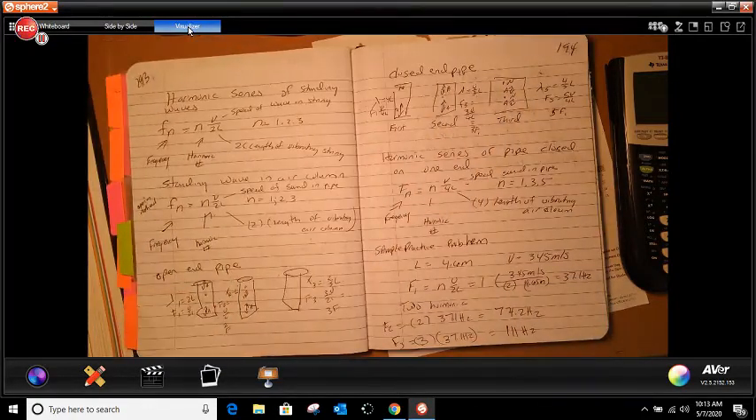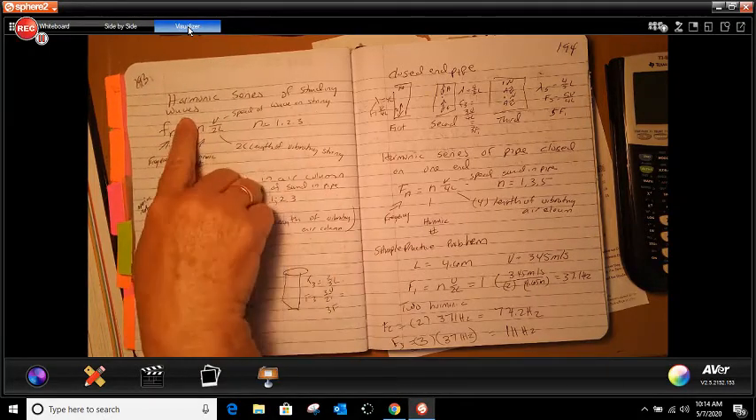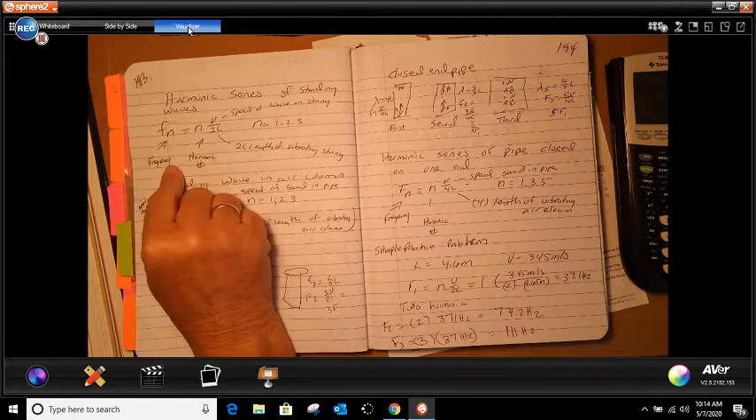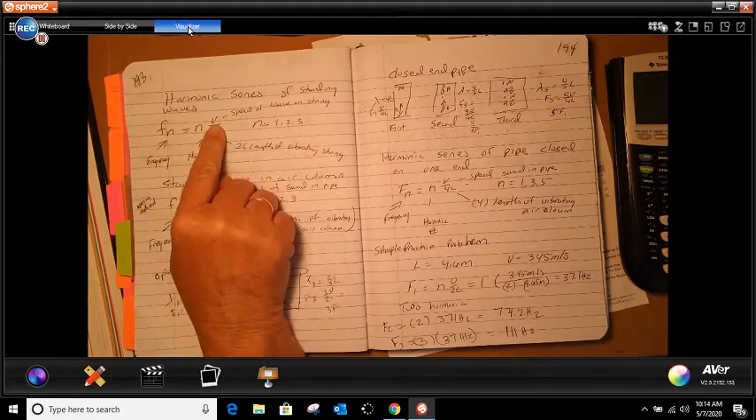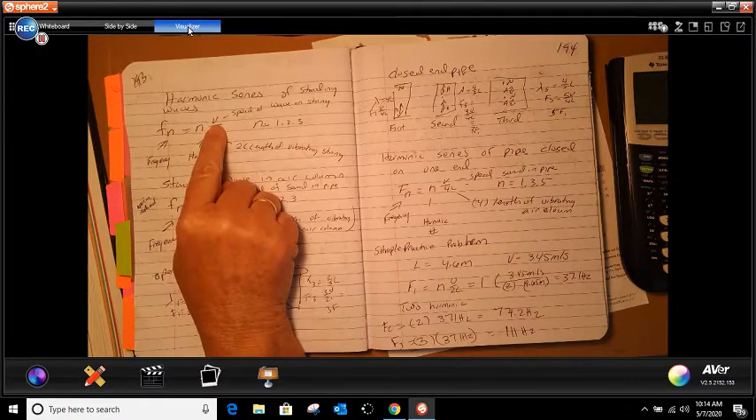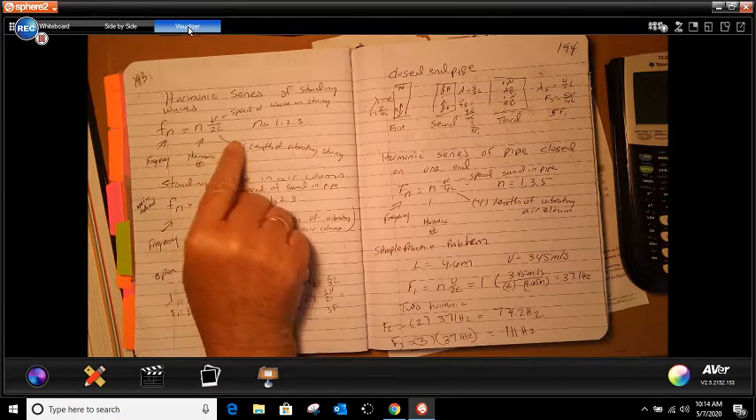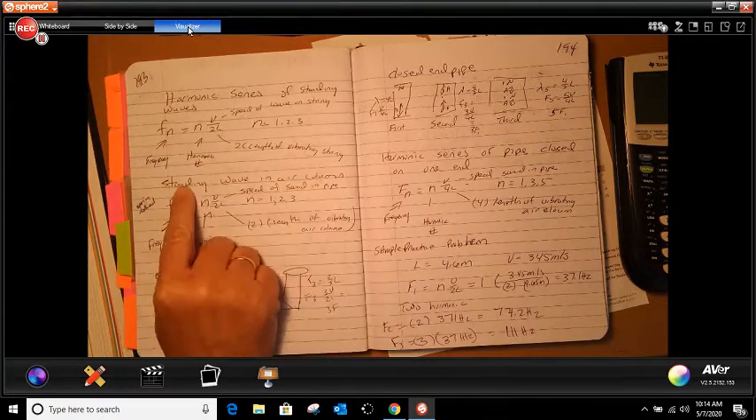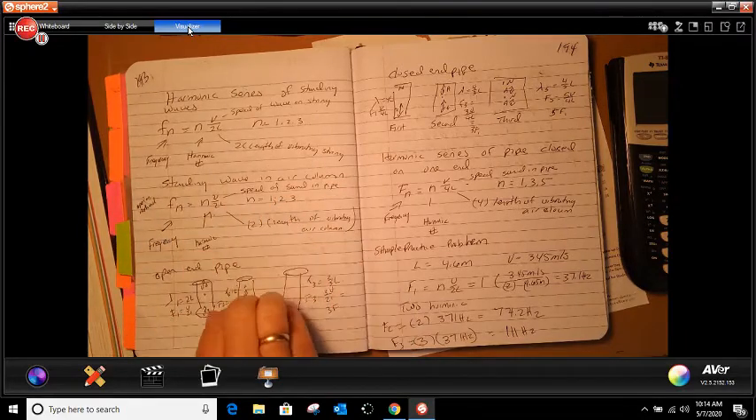The next thing it was talking about is a harmonic series of standing waves. So to be able to do that, you have Fn, which is the frequency, equals N, which is the harmonic number, times the speed of the wave on a string, divided by 2 times the length of the vibrating string. Standing waves in an air column, and so now it's talking about in a pipe.